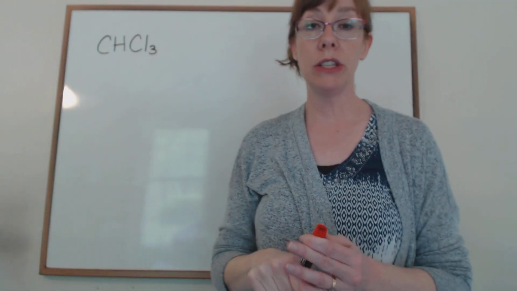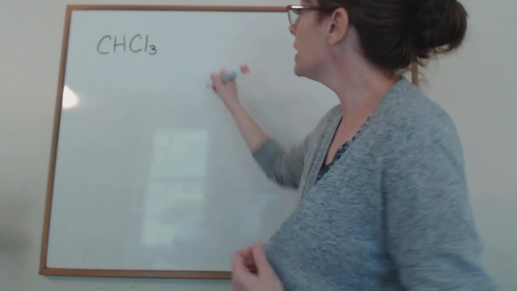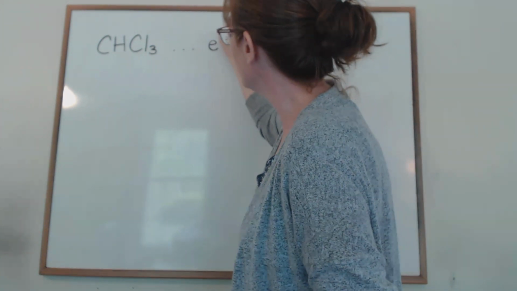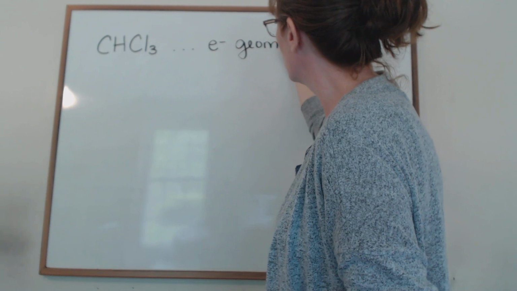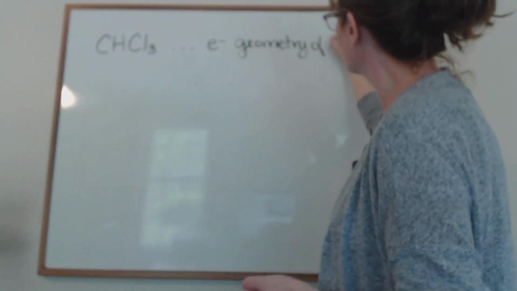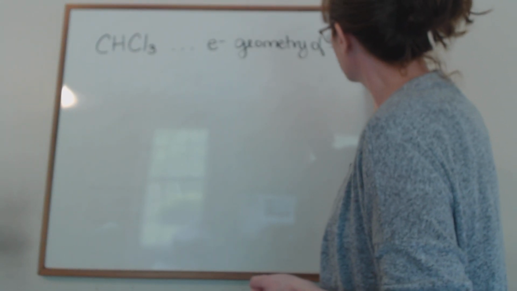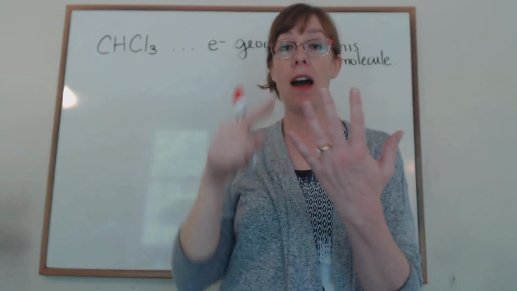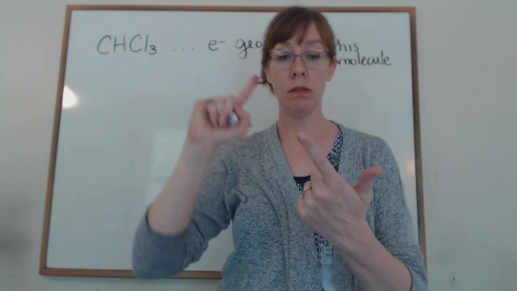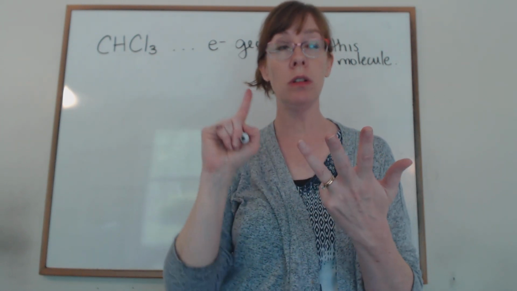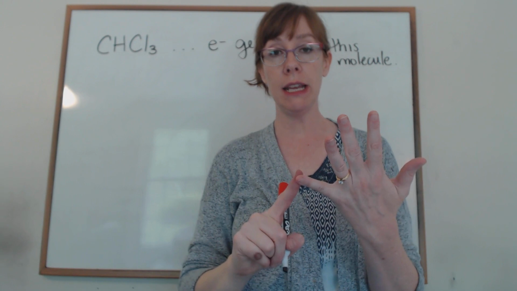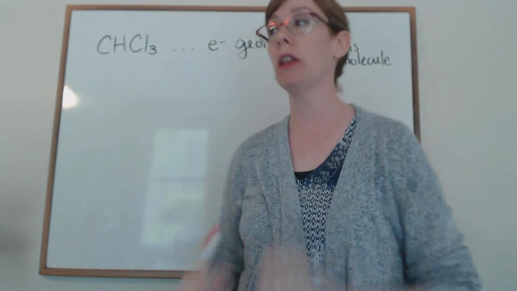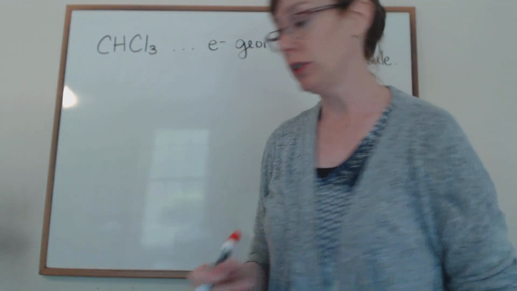Okay, what I want us to do is, we have a molecule. Let's ask the question, can you determine the electron geometry of this molecule? Essentially, I want to know, of those 5, linear, trigonal planar, tetrahedral, trigonal bipyramidal, octahedral, what is the electron geometry of this molecule? We have to start with a Lewis structure.